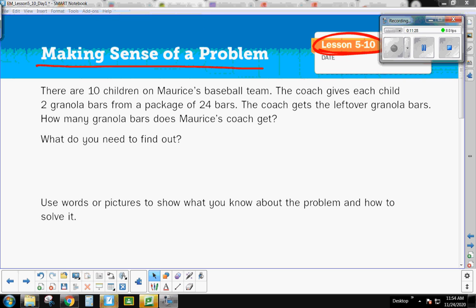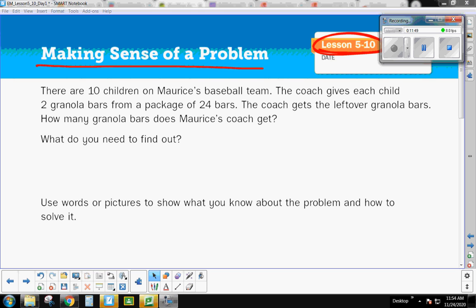All right, so now let's look at this problem. It says there are 10 children in Maurice's baseball team. The coach gives each child 2 granola bars from a package of 24 bars. The coach gets the leftover granola bars. So how many granola bars does Maurice's coach get?